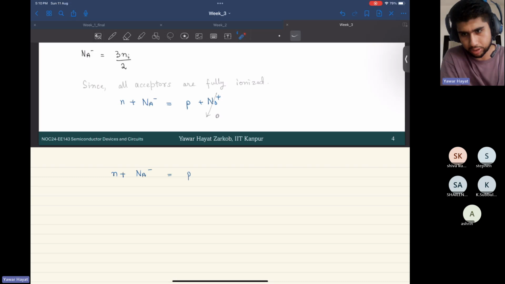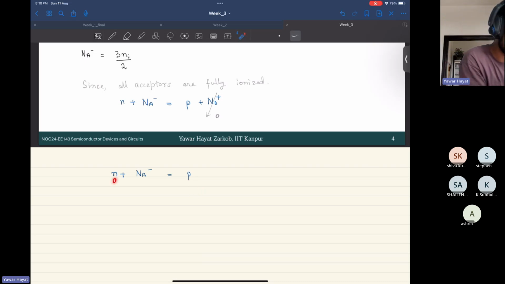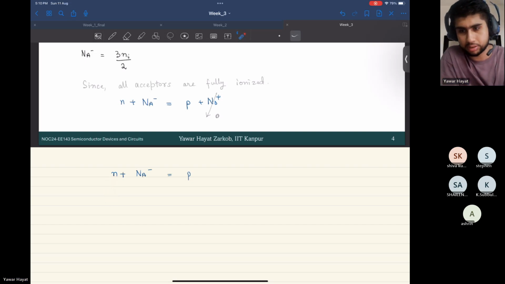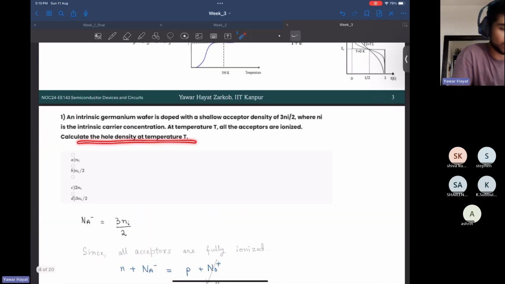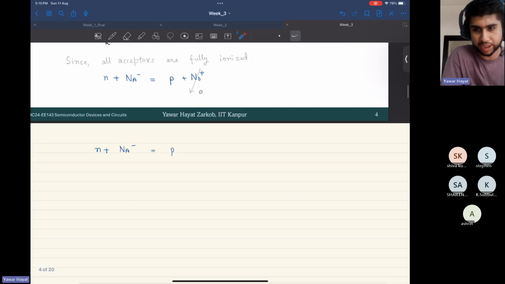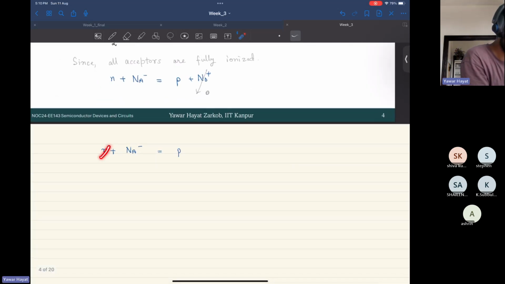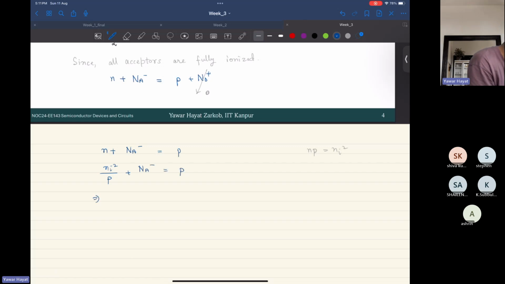I agree, we need to use law of mass action, but should I express this in terms of N or this in terms of P? That is the question. Remember, we need to compute hole density. So what should we eliminate? We are interested in holes, so let's eliminate this. As Shailendra pointed out, NP is Ni squared. Eliminate N, yeah. So what we'll do is write this as Ni squared by P plus Na minus is equal to P, right?